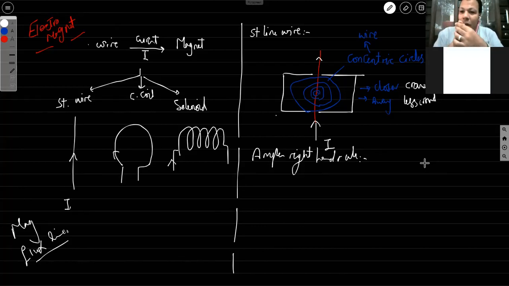Great. So where exactly can we put the thumb? Exactly on the wire. So at the right, you have a magnetic field which enters the screen, right? Yes. While on the left, we have a magnetic field which is getting out of the screen. It will be like that: here in, and here out.